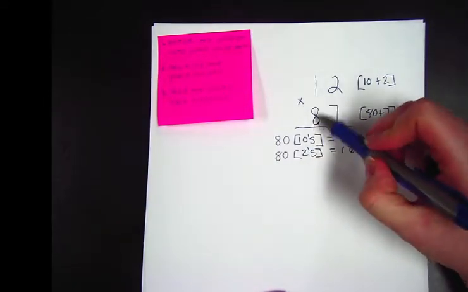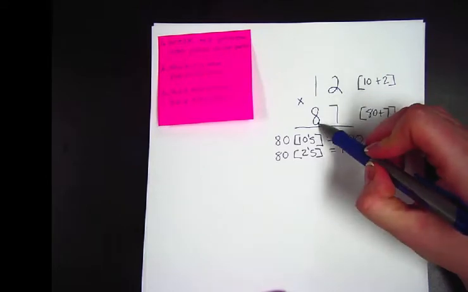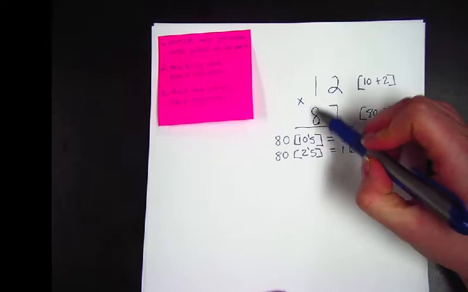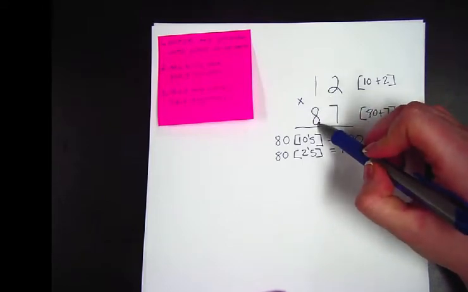Now I'm done with the 8. I've taken this 8 and I multiplied it times the, not 8, I have to be careful here. This is 80, 8 tens. I've taken this 80 and multiplied it times 10, and I've taken this 80 and multiplied it times 2. I'm done with this now.